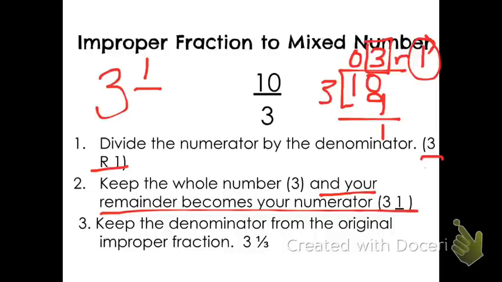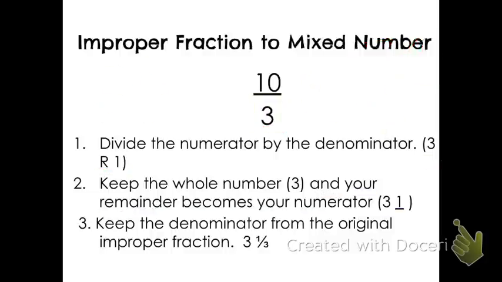So my numerator is whatever is left over, and whatever I was dividing by, or whatever was originally the denominator in my original fraction, remains my denominator in the answer. So the denominator from the original improper fraction was a 3. So my final answer on this one would be 3 1/3. And we always say mixed numbers by saying the whole number and whatever the fractional part is.